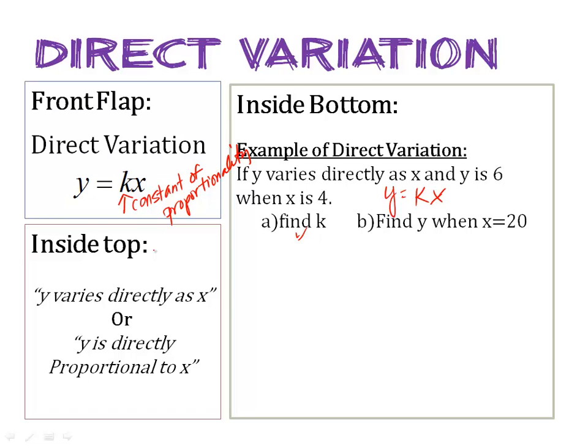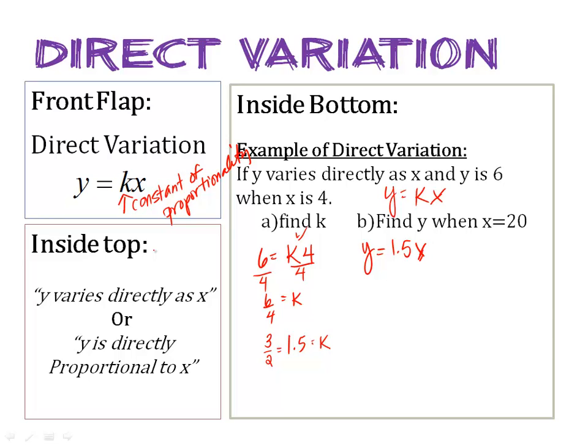It says y varies directly as x. Y is 6 when x is 4. So y is here, and 4 is my x. Then I would just solve this for k. Divide by 4. So k equals 6/4. Reduce that and you get 3/2, which is 1.5. Alright, so now my real equation looks like this. Y equals 1.5 times x.